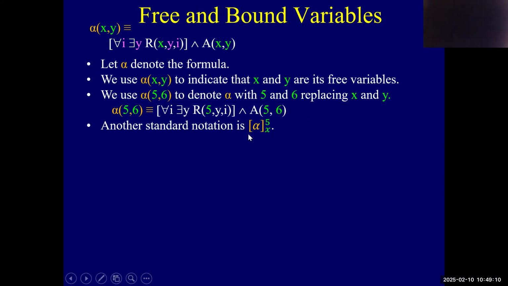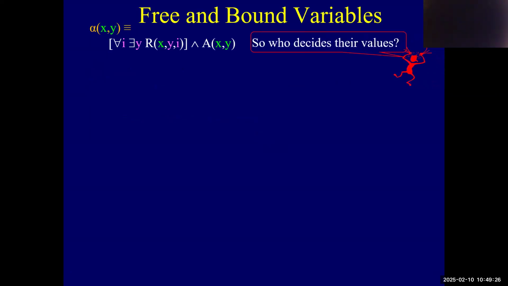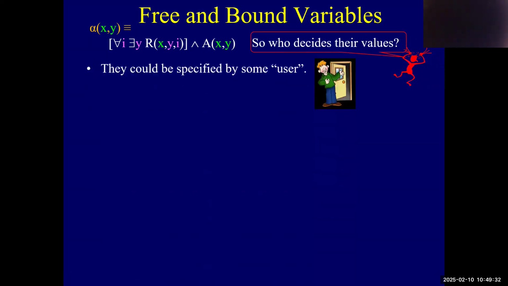Here's another common notation, right? It says alpha is some, I forget, is it a formula or a sentence, but it has a free variable X. And you're supposed to replace the free variable X with the 5. Right? All right. So now you can say, well, who chooses X and Y? Right?